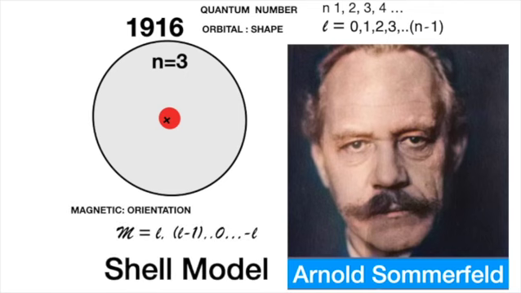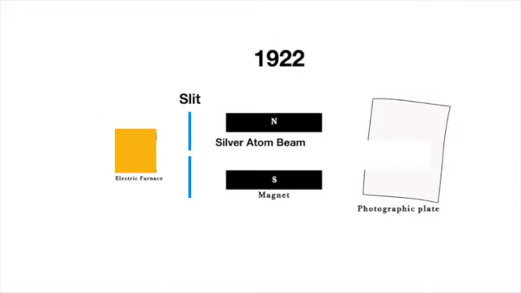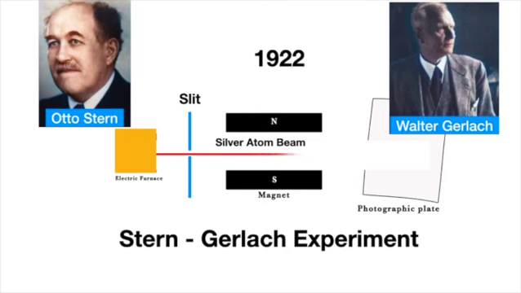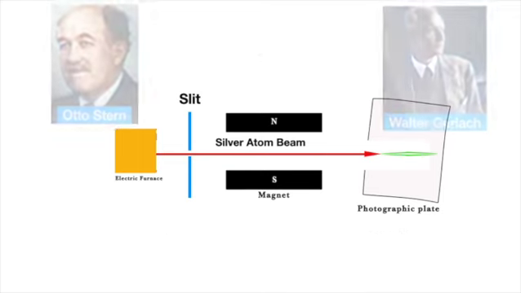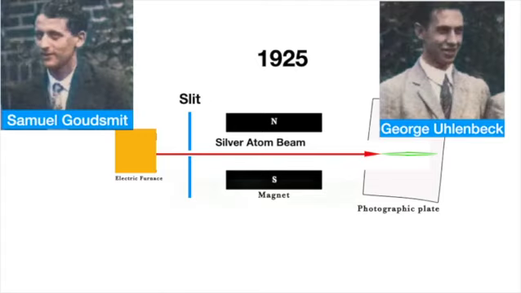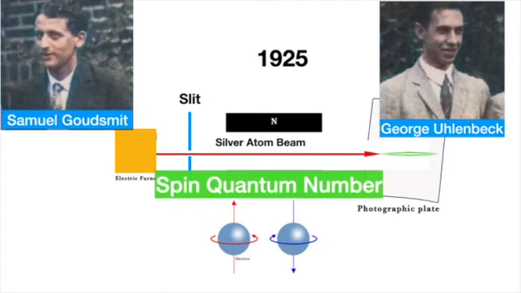An additional quantum number was discovered when Otto Stern and Walter Gerlach directed a silver atom beam through a non-uniform magnetic field. The beams should create one spot on the photographic plate. However, the photographic plate revealed 2 lines formed. Samuel Goudsmit and George Uhlenbeck interpreted that the 2 lines are formed by 2 electrons spinning with opposite rotation, adding a 4th quantum number for electron spin.